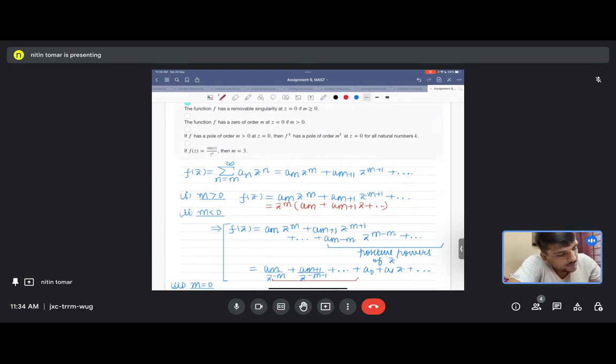So is this option correct or false? This option is correct.